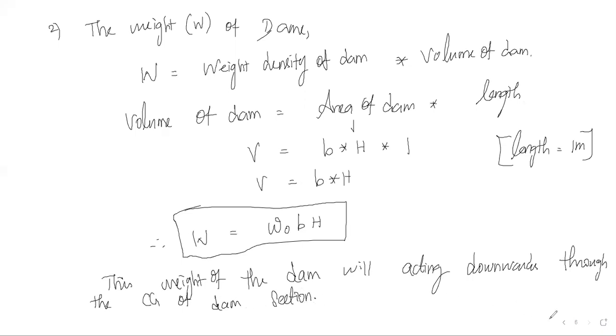Okay, that is displayed in the figure. Next, we can have two forces: the force F acting horizontally and W acting downward, that is the weight of the dam and the water pressure. So the resultant force we can call R. We have to calculate the value of R.